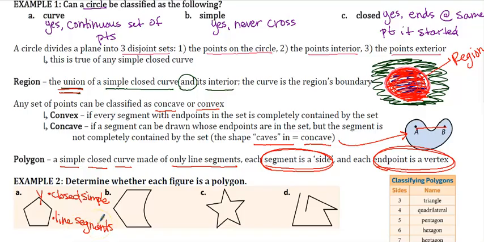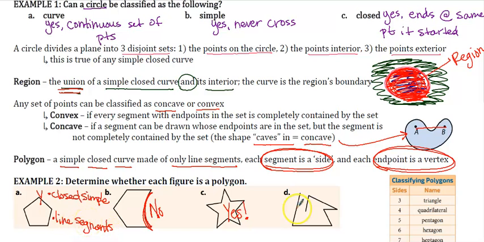B, is this a polygon? No, right? We have this curve here. That curve is not a line segment. C, okay, we have the star shape. Is it a polygon? Yes, absolutely it's a polygon. Okay, again, it's a simple closed curve and it's made up of only line segments.